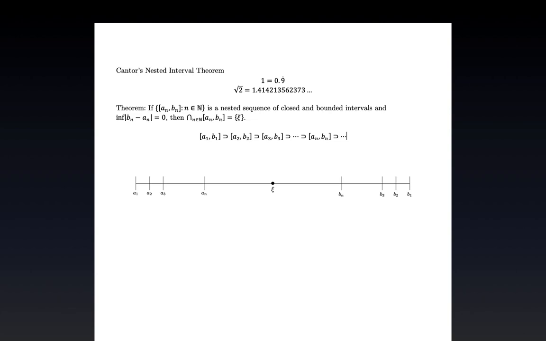Now, what does the theorem say? The theorem says that the lengths of these intervals are decreasing. The length of A1 B1 is the entire length of this line segment. A2 B2 is somewhat smaller than the length of A1 B1. The length of A3 B3 is smaller than A2 B2. The length of A_n B_n is decreasing, and so on.